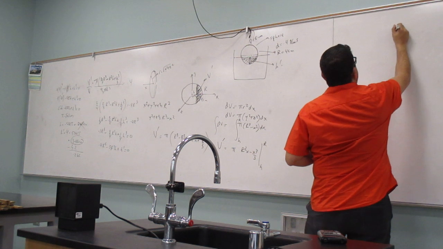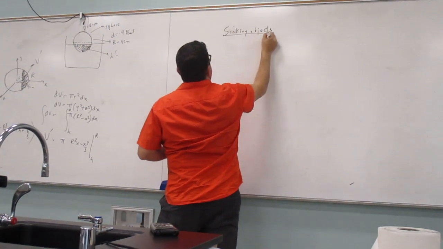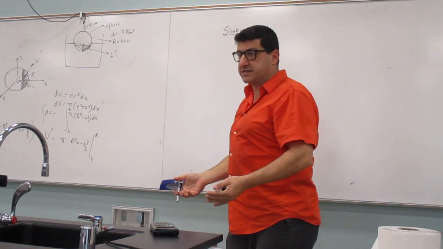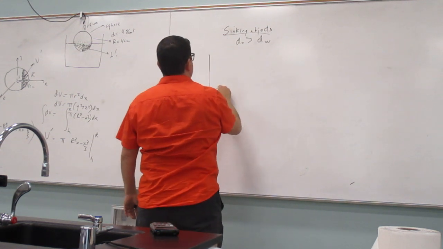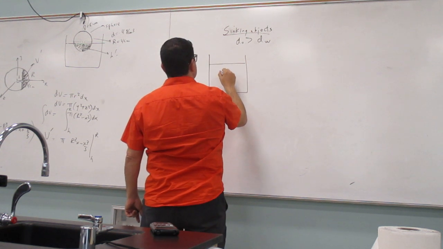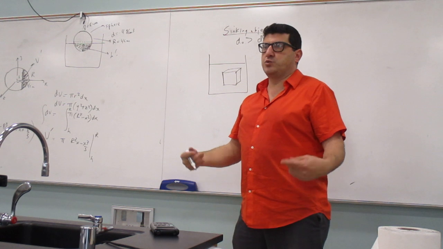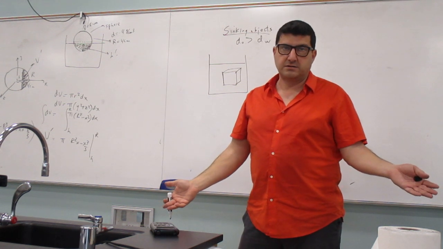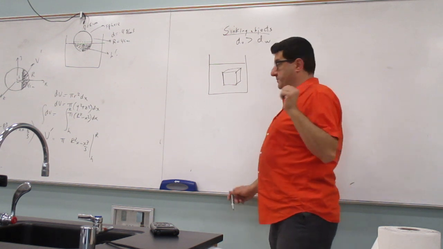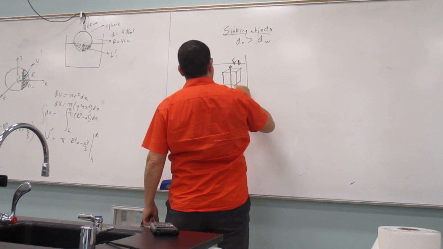So now we can do sinking objects. Sinking objects will be objects whose density is greater than density of water or whatever fluid that you're placing them in. So then what's going to happen to them? They're going to immerse themselves, right, fully in the fluid, and then they're going to start sinking. So how much water or fluid will they displace? A volume equal to their own volume. You see? So the buoyant force, and this is their weight.